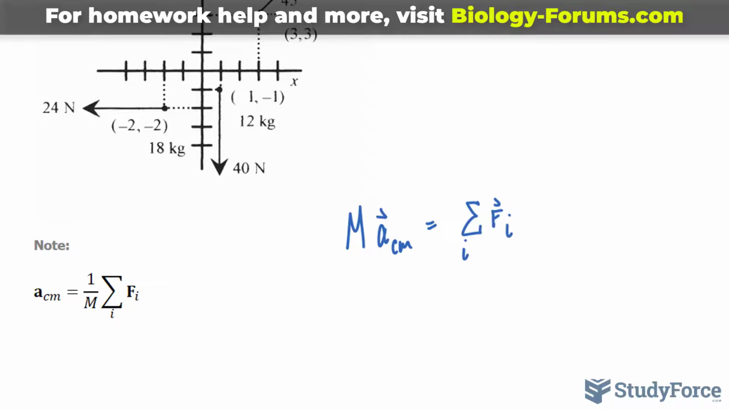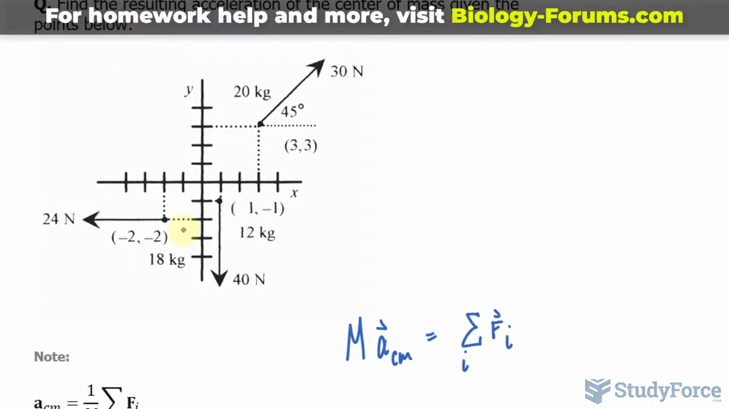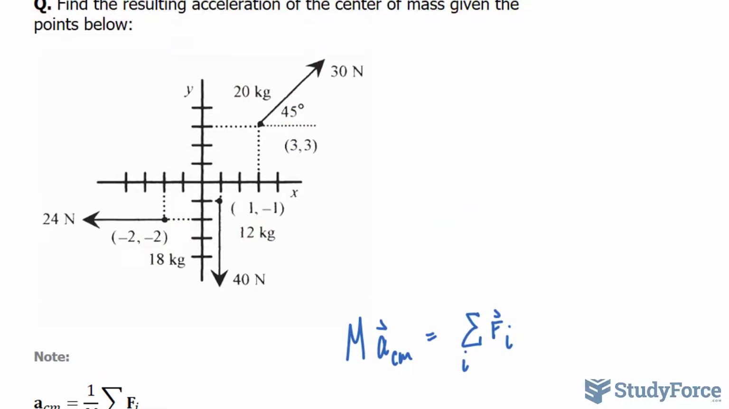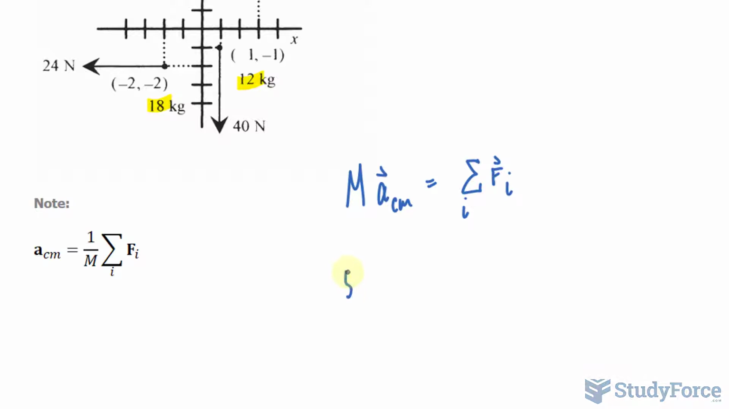At this point, I can easily add up 18, 12, and 20 together. So 20, 12, and 18 make 50. And I will replace this m with 50, and this will serve as a scalar quantity being multiplied to the vector a. So I'll just write down vector a for now.